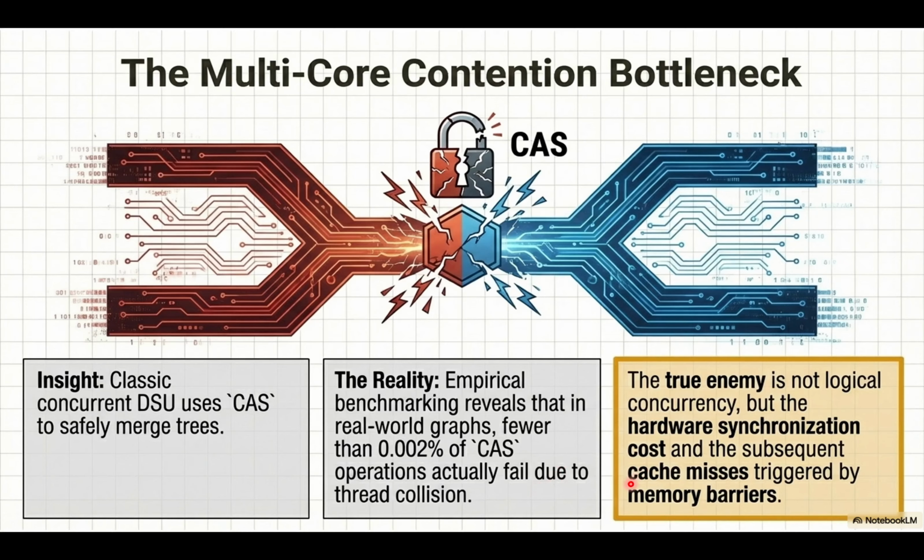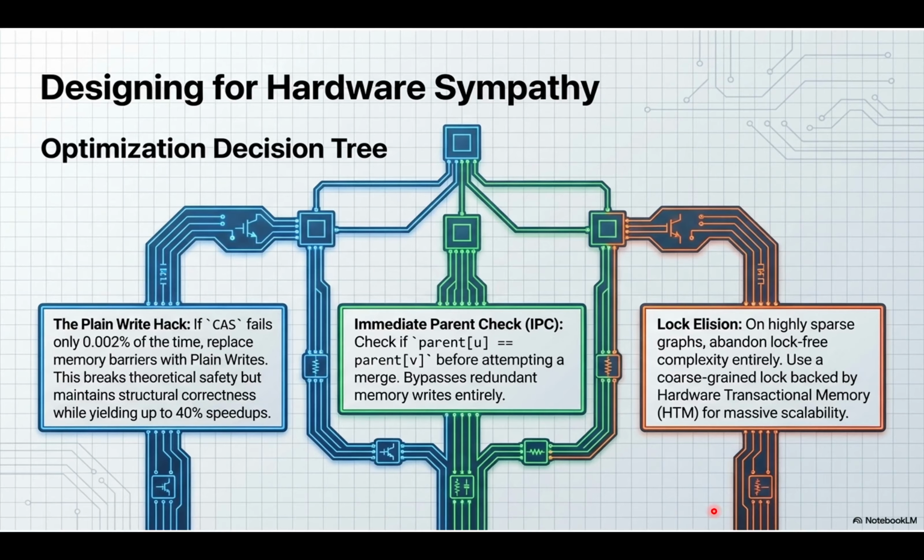And the kicker is, spinning that heavy vault door actively drains CPU power. The true enemy isn't logical concurrency, it's the hardware synchronization cost. Those locks trigger memory barriers that literally stall the entire processor. So how do engineers fix it? Well, engineers designing for hardware sympathy invented something called the plain write hack. The plain write hack. So they just take the vault door completely off the hinges. They do. Since collisions almost never happen, engineers just abandon the lock entirely and execute a standard unprotected memory write.